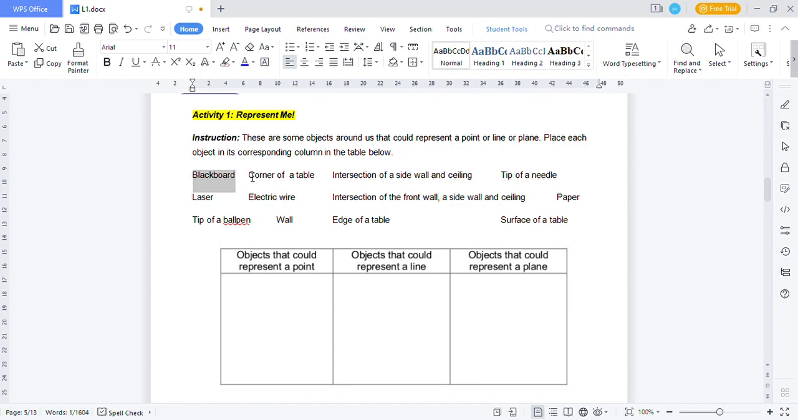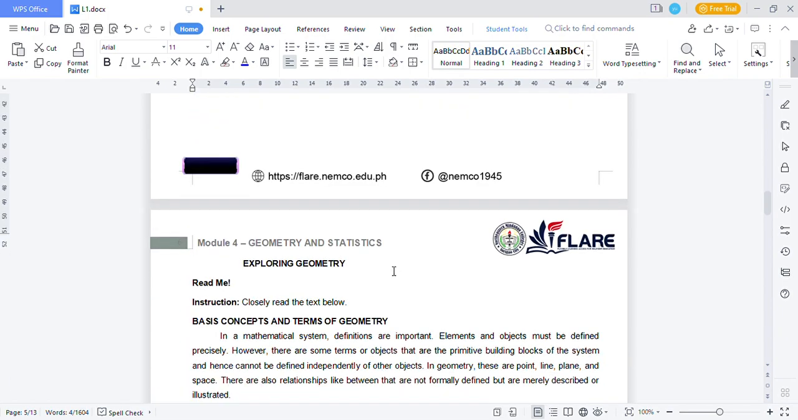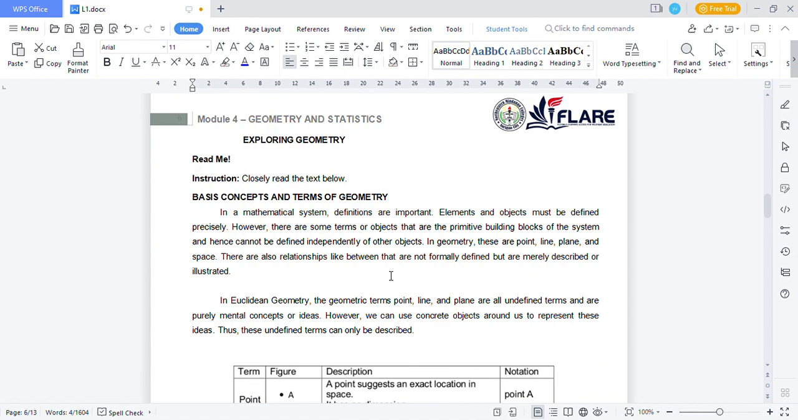After that, you also have a corner of a table. Where does it belong? And the tip of a needle, where will you put that? You are the one to decide where to put these objects. You will be putting each object in one of these three representations. It could be a point, a line, or a plane. Okay, so we have here the basic concepts and terms of geometry.